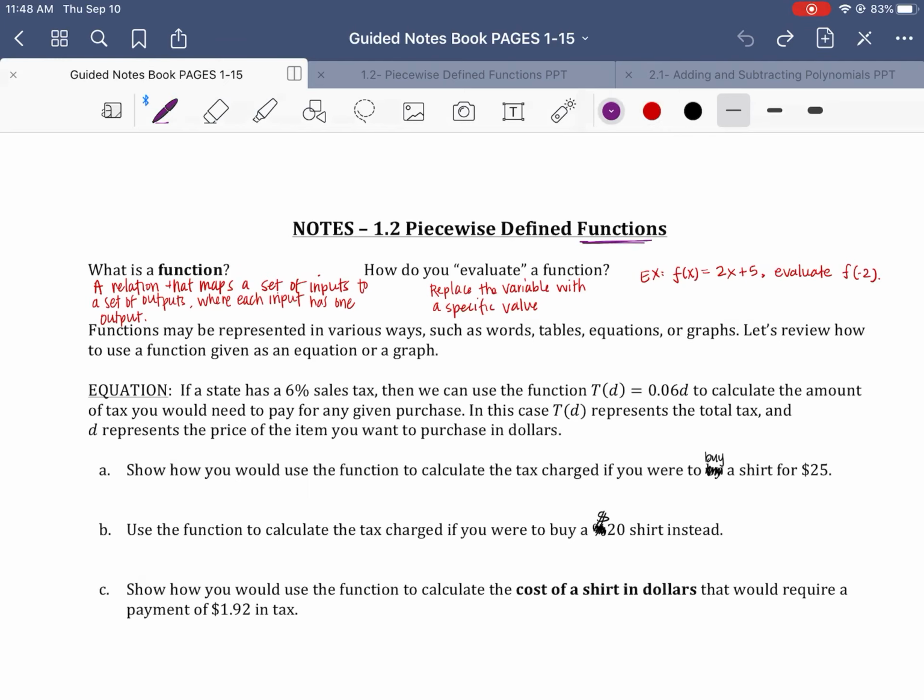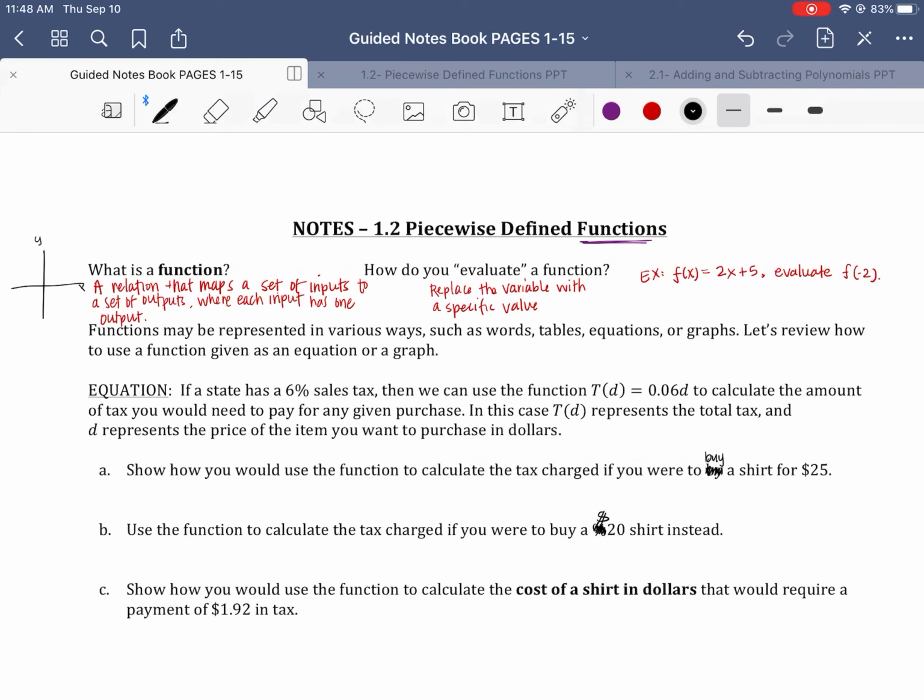So when we're talking about a function, right, here off to the left it's been defined as a relation that maps a set of inputs, so values you could put into this function, to a set of outputs. And remember, every input can only have one output. So if we were talking about a graph and we were talking about a function, then we just remember it has to pass the vertical line test.